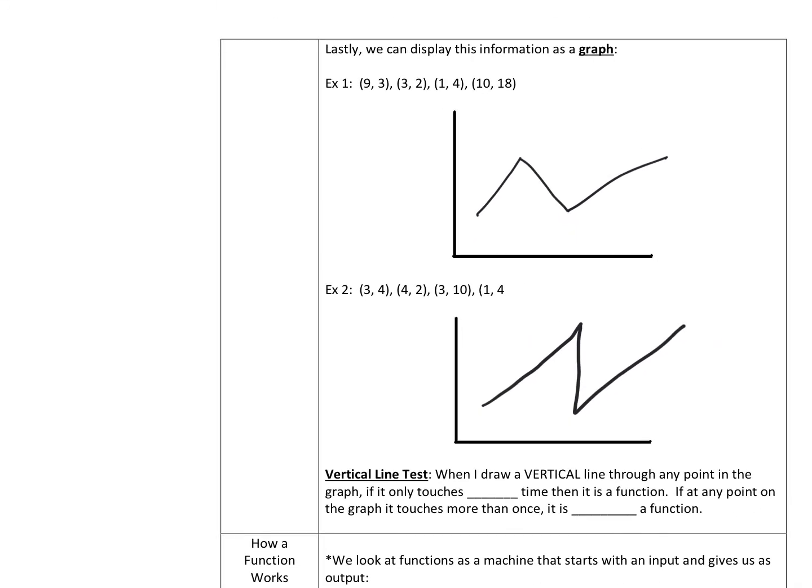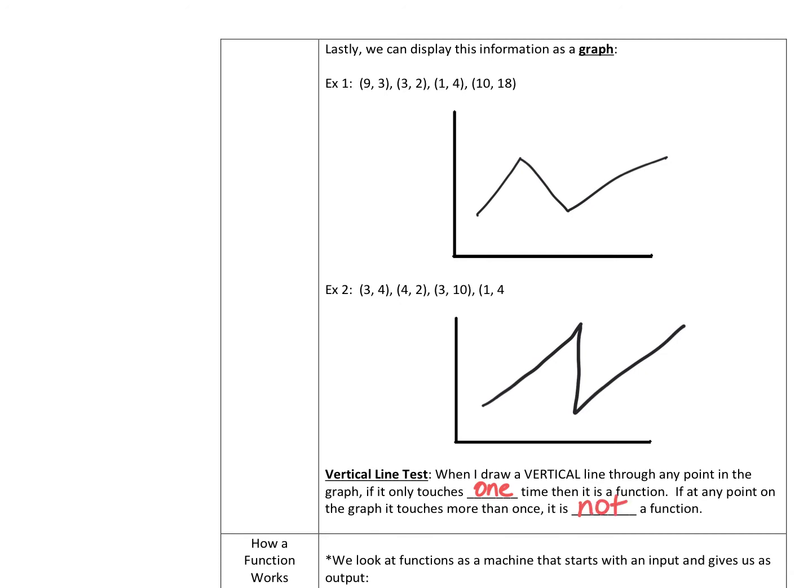So when we are looking at graphs, we have what is called the vertical line test, okay? So when I draw a vertical line through any point on the graph, if it only touches once, so one time, then yes, it's going to be a function, okay? But, however, if at any point on this graph, if I draw a vertical line anywhere on the graph and it touches more than once, then it's not going to be a function.